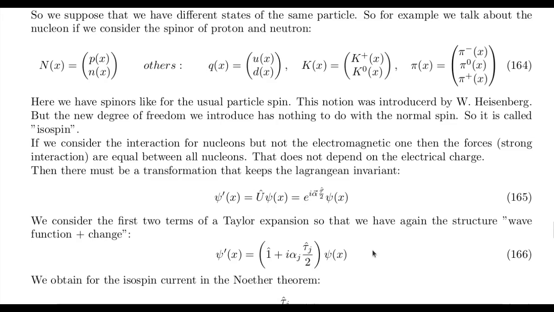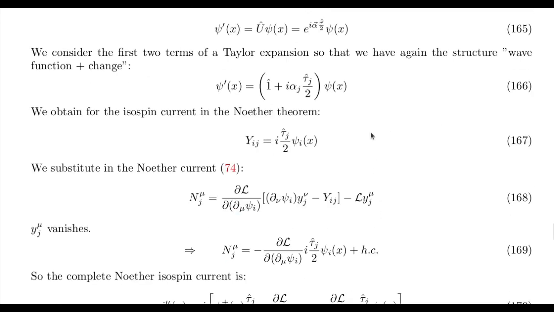Again, we use the first 2 terms of the Taylor series. So we have here the unit matrix multiplied by the wave function, that's the original wave function, plus the change of the wave function. And that is the new wave function, the transformed one. So we substitute that in the Noether theorem. Now here we have for the capital Y our new transformation. We substitute that in the Noether current, here 168.